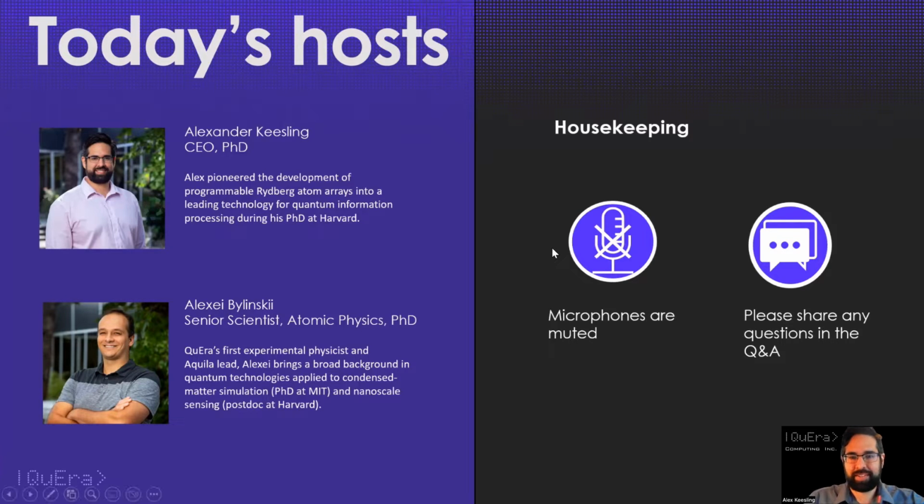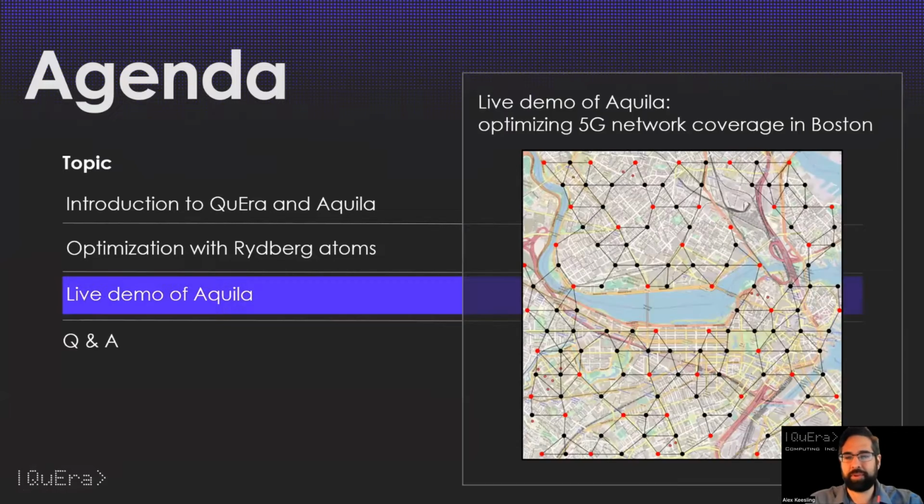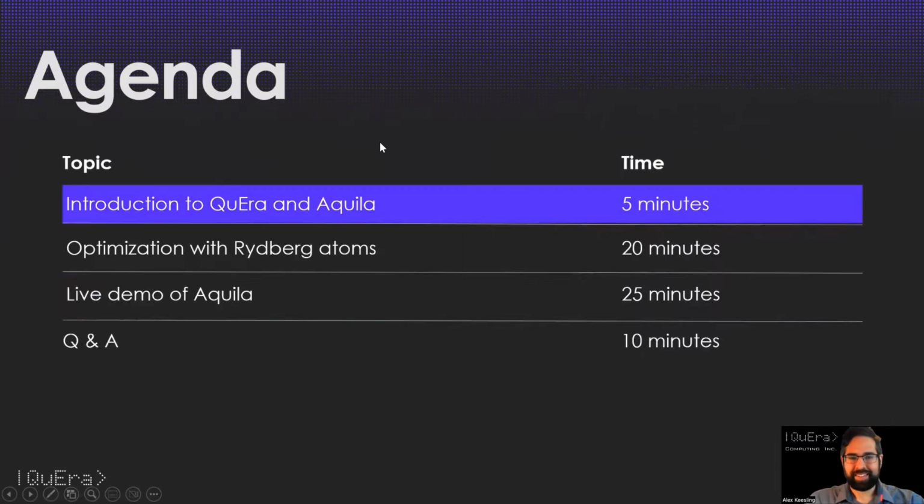Our agenda for today is the following. I'll give you a little introduction to QuEra, our company, and Aquila, our first machine. And then I will pass on the word to Alexei, who will tell you so much more about how to use the neutral atom platform to do optimization. And he will even show you a live demo of one example of optimizing on our quantum machines. At the end, we'll have a Q&A session where we'll get to answer many more of your questions. Let's start with this introduction.